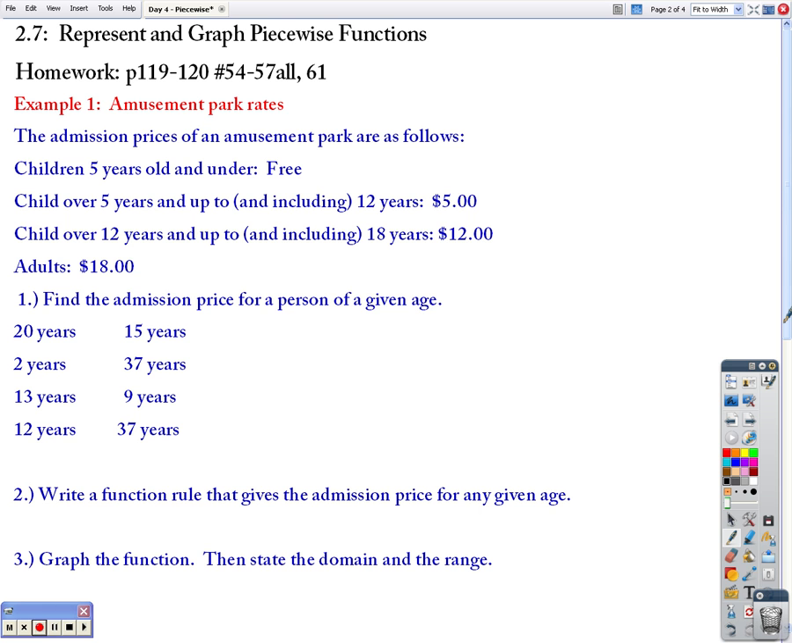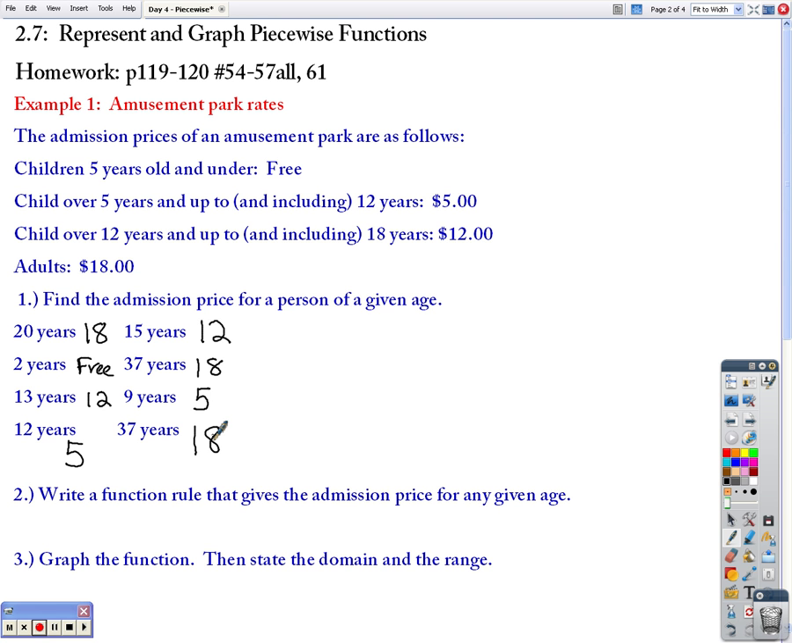A 20-year-old is considered an adult, so they are $18. A 15-year-old is considered an older child, so they are $12. A 2-year-old is free. A 37-year-old is an adult. A 13-year-old is an older child. A 9-year-old is a younger child. A 12-year-old, up to and including, so they are a younger child. And I feel like this is a typo, but that's okay.